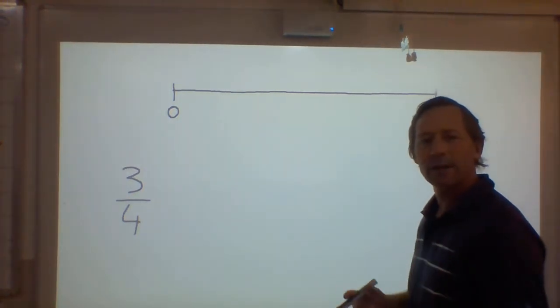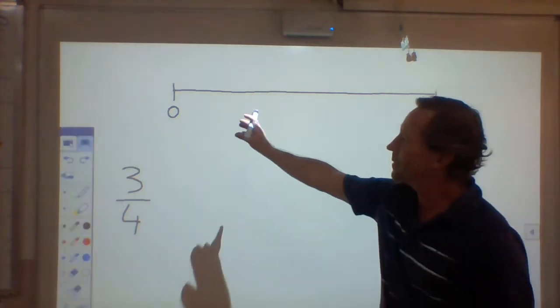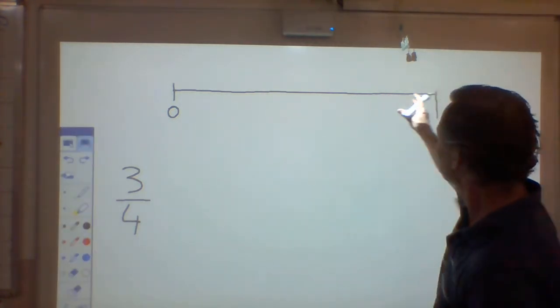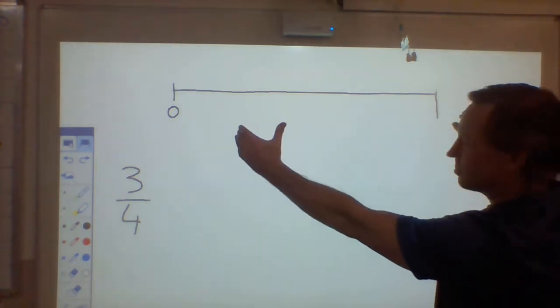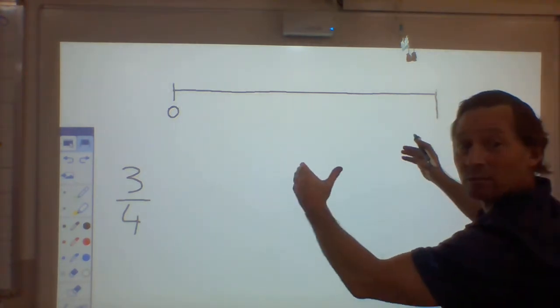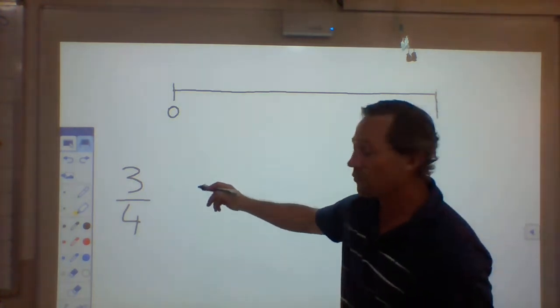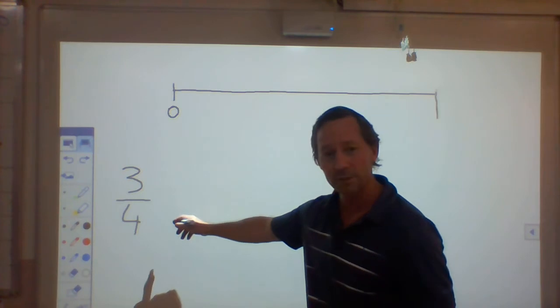Hello there. I'm going to look at some number lines with fractions. Here I have, starting from 0 to 1, which represents one whole chocolate bar, one whole pizza, whatever you would like to consider it to be. I have 3 quarters over here, 3 fourths.